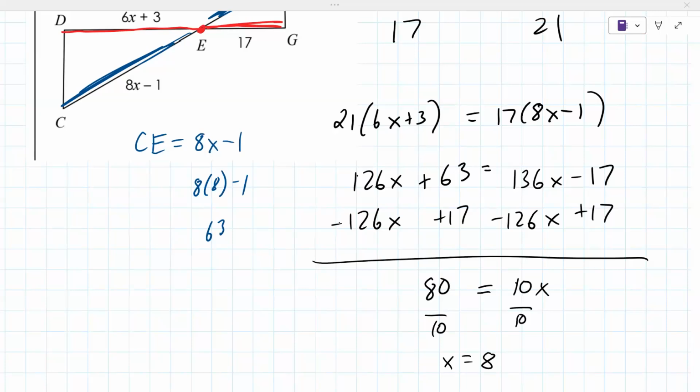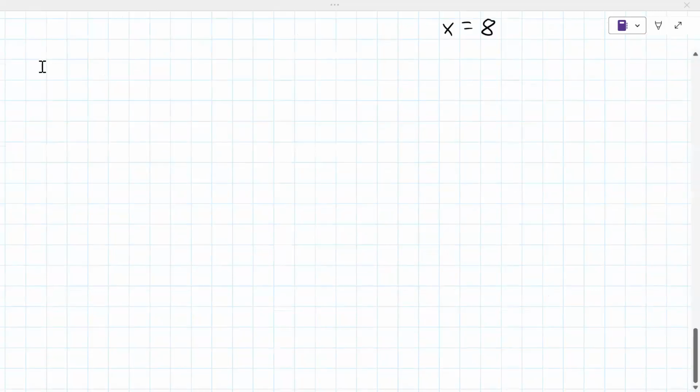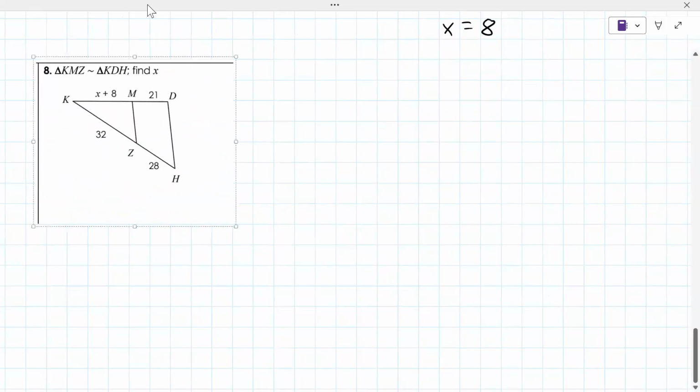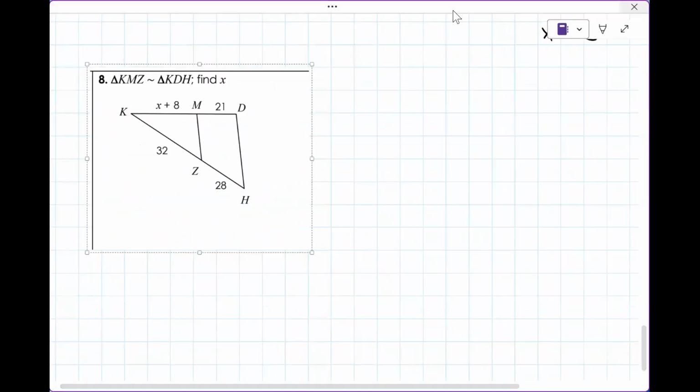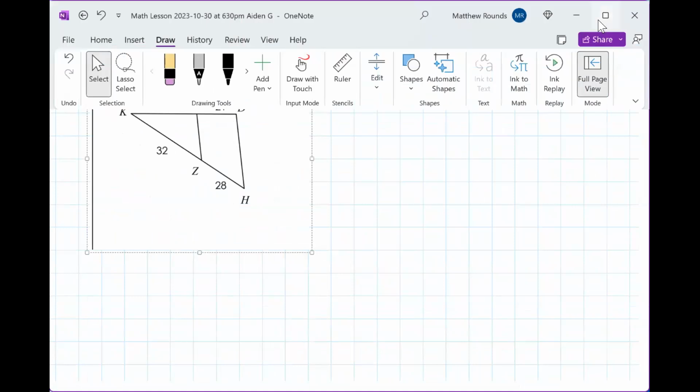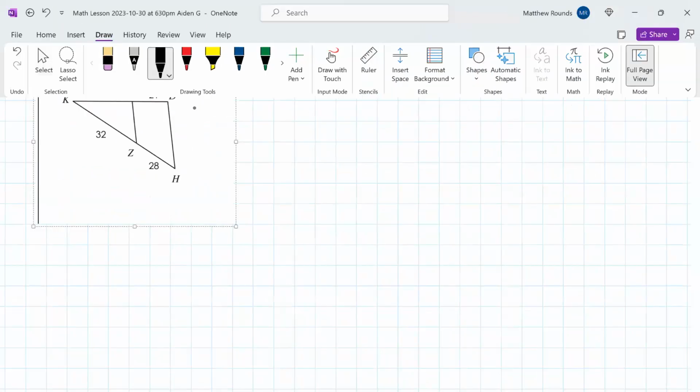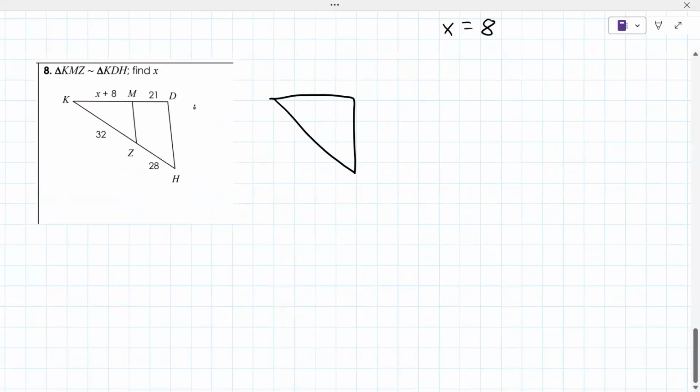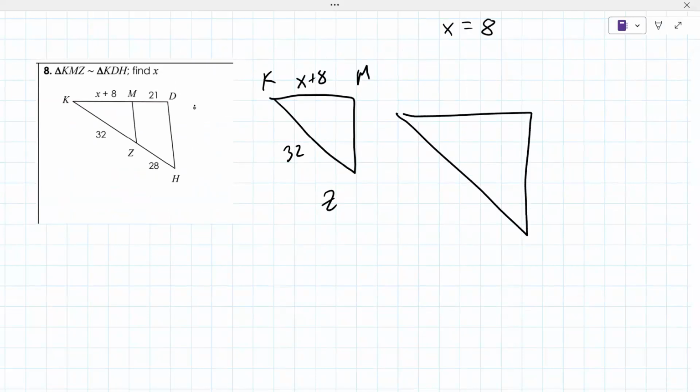We'll see if we can definitely set it up. I don't know if I have time to solve it, but this is one of those where you for sure have to separate the two triangles. So you've got this little one, K, M, Z, x plus 8, and 32. And you've got this big one, K, D, H. Can you tell me the length of K to H?